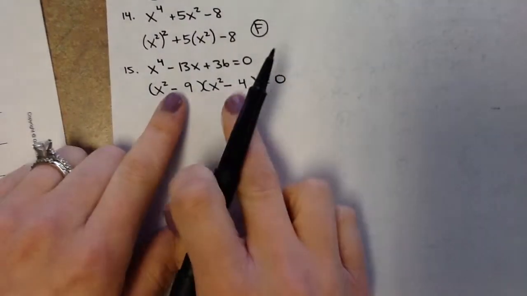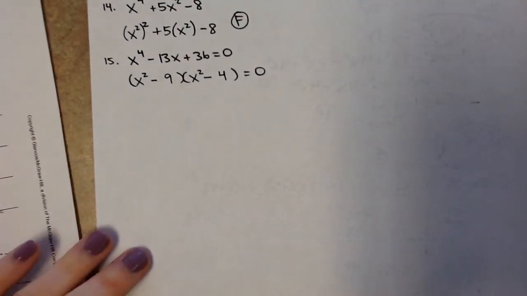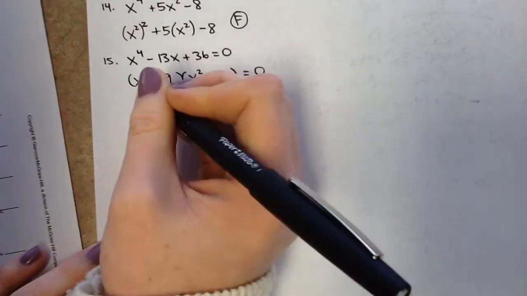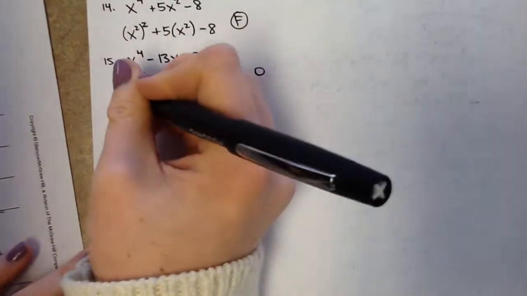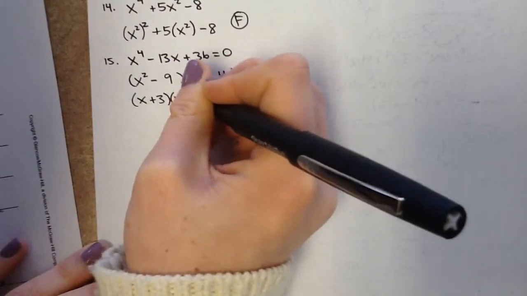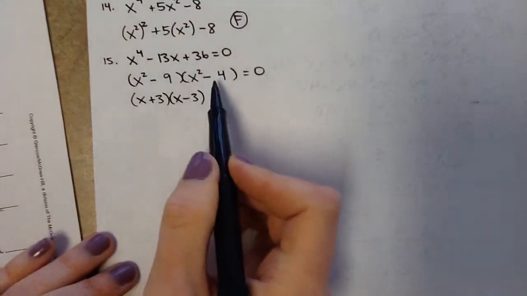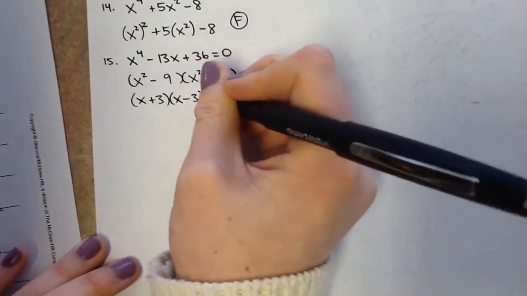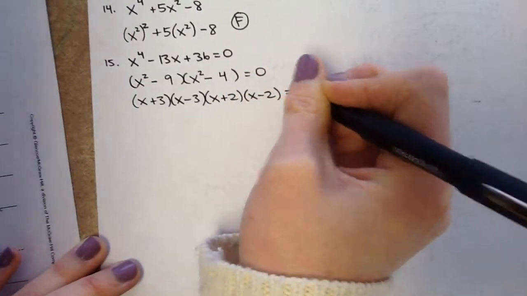We can either set these terms equal to 0 right now, and I'll show you that second option, but I'm going to show you the first option first. The x squared minus 9, that's actually the difference of squares pattern. So I'm going to factor it as x plus 3, x minus 3. That's how the difference of squares pattern works. It's a good one to know. And this one is also difference of squares, so I can factor it as x plus 2, x minus 2. And then that's equal to 0.